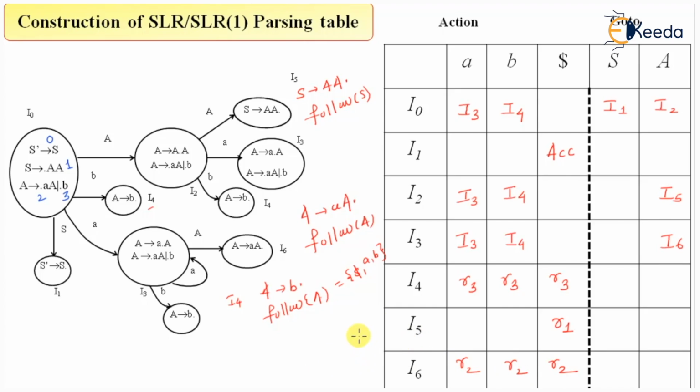So I'm calculating the follow set, and then I'm filling the entry, and that is the concept of SLR, or sometimes called SLR1 parsing table, because we are looking at the lookahead symbol, and this table is the SLR parsing table. Okay, so no multiple entry, no conflicting situation is there. So this grammar is LR0, as well as SLR. Okay, so that's all for this session. Thank you.